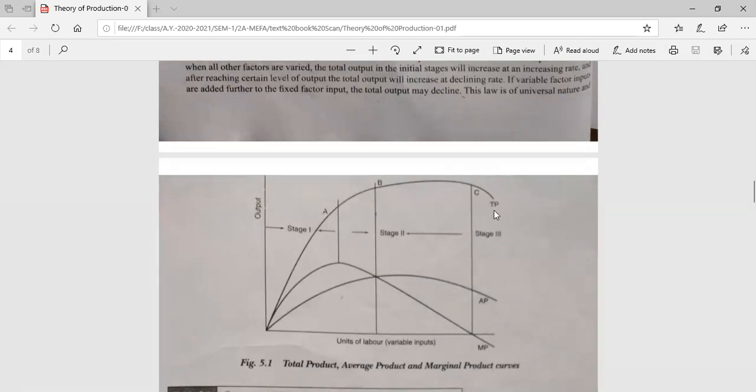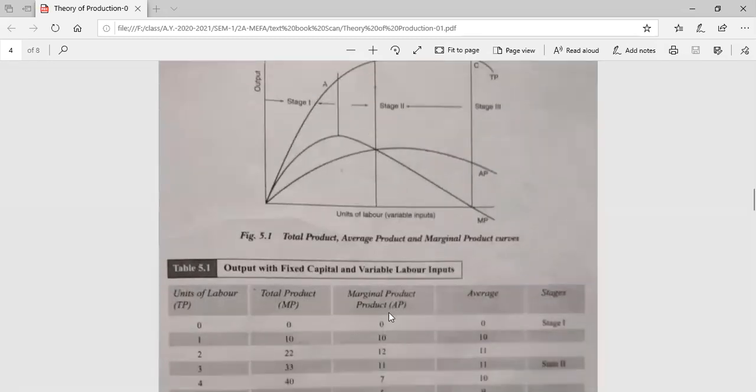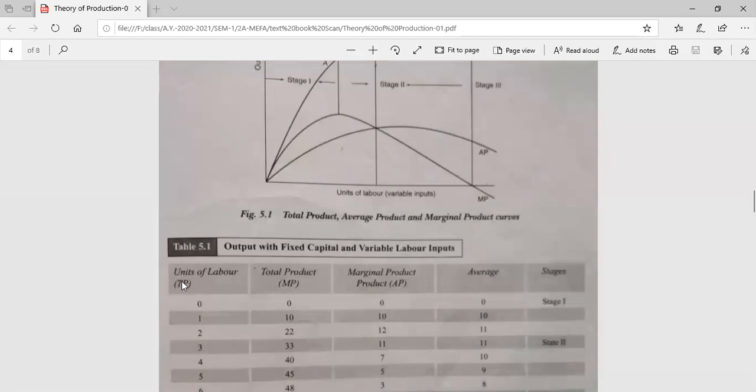What does this TP indicate? It is the total product produced. AP is the average product produced. MP is the marginal product. Here, you have to strike off it, and it has shifted to the left. Total product is TP, marginal product is MP, and average product will be AP.